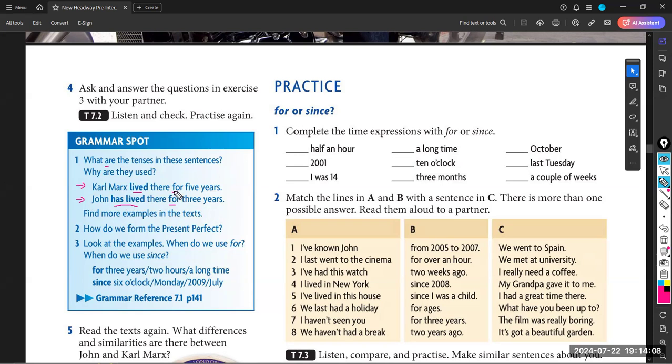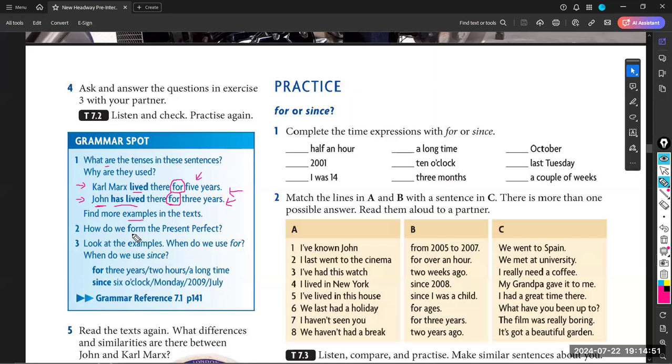Bravo. And guys, please notice that for could be used for simple past and could be used for present perfect. But what is the difference between these two sentences? The first one: Karl Marx lived and died, that means finished. He's not alive anymore. Exactly. What about John? John, in the past and the present, he still lives. He's still alive. Bravo. So this is the exact difference between these two examples. Absolutely, we found the examples in the two texts.